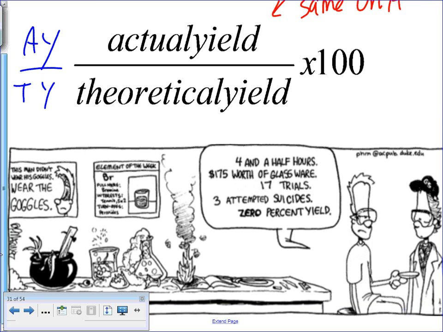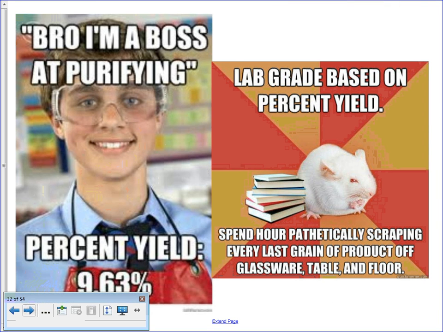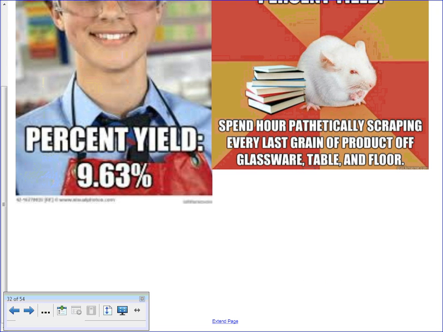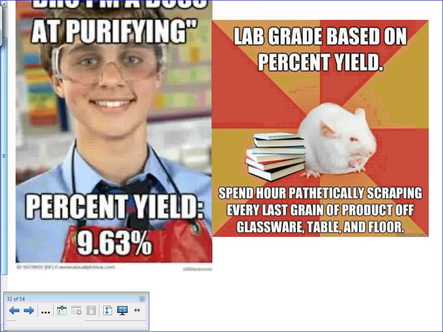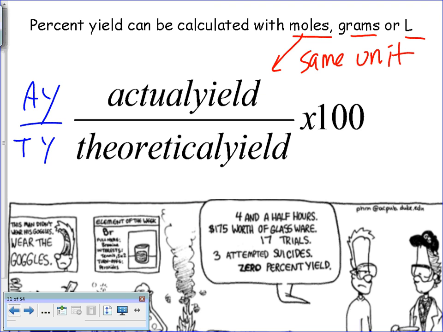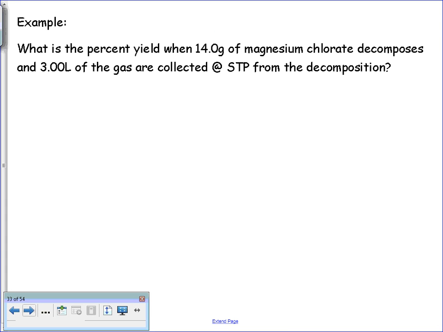So the joke is, no, the next joke. I'm a boss at purifying, but he only gets 9.63% yield, right? That's really crappy. And then this is what we do: lab grade based on percent yield. Spend an hour pathetically scraping every last grain of product off the glassware, table, and floor. Sorry, that made me laugh. Because in AP chemistry, they're scraping their crystals off because they want to get their mole money. So I'm going to show that to them. I just found that. I'm rolling inside. You'll understand one day. So anyway. Back to the question. Sorry, inside I'm still laughing because they're scraping their crystals off to get the percent yield.